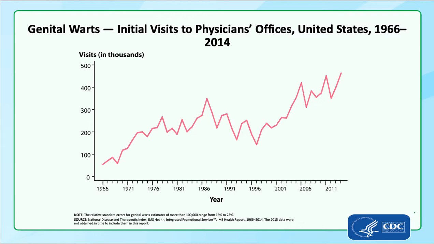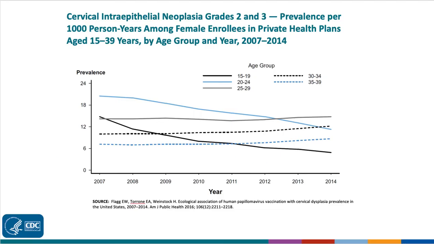All right, and if you look at the prevalence of genital warts, you can see that the prevalence has increased over time, whereas the prevalence of the high-risk HPV strains has gone down over time, presumably due to the vaccines for these high-risk strains.